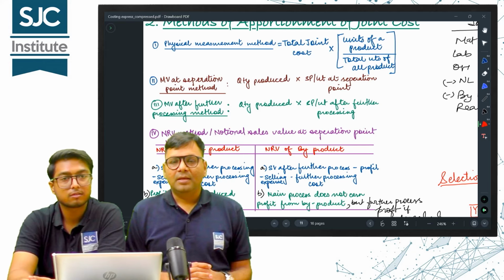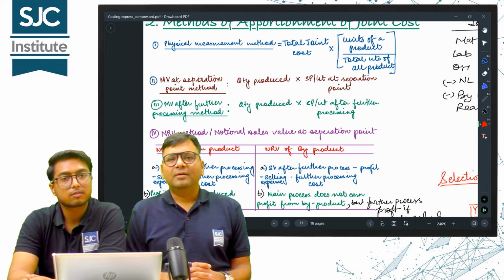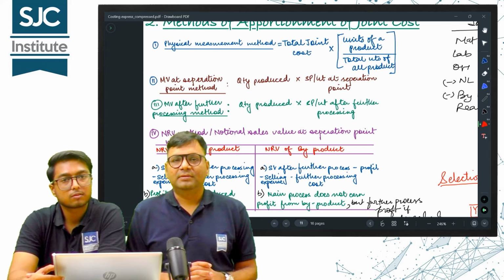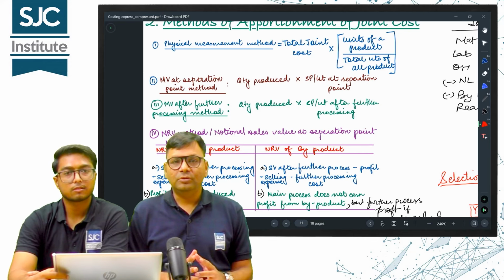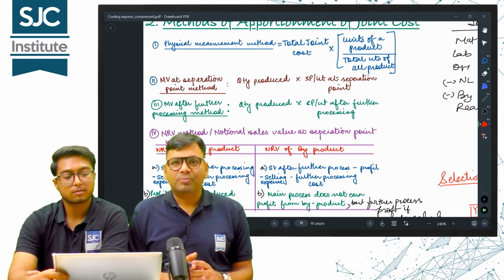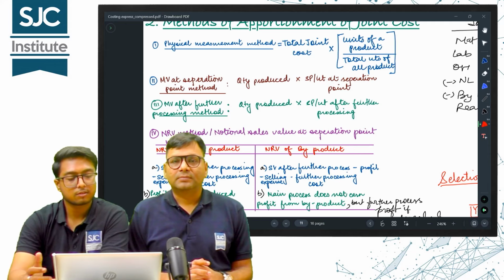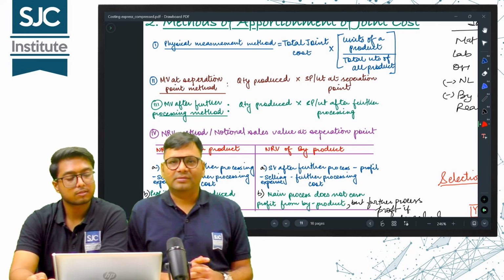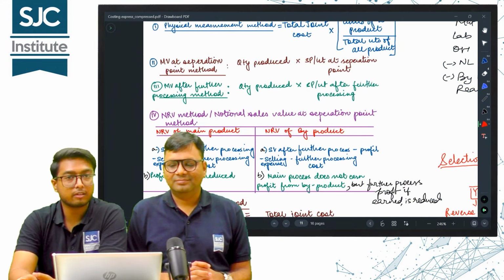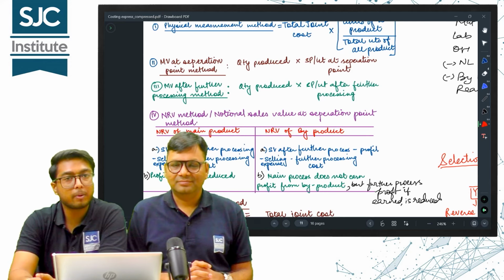What is its formula? Here first you find the market value at separation. Note its market value. That means you have to take total value, which is equal to quantity produced multiplied by selling price per unit at separation point. Use this market value ratio to apportion the joint cost. Sometimes goods sold are given in the question. Then how to find quantity produced? The formula will be goods sold plus closing stock.